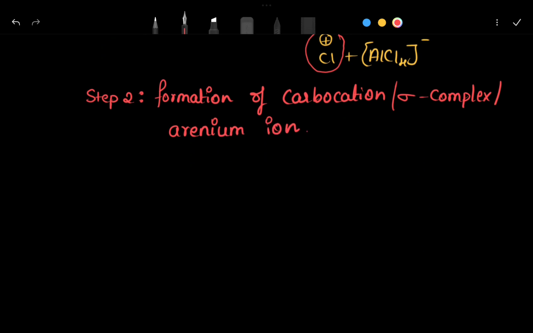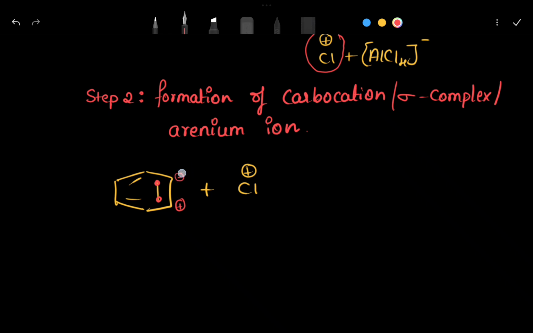Alright, so here what will happen? Benzene we have, which is nucleophilic in nature, and this will donate its electron to chlorine. So here these two electrons, they can either shift on this carbon. If it shifts on this carbon, we get negative charge here and positive charge here. This is one possibility. Another possibility is I can get negative here, positive here. But in this case, since it does not matter, we'll take it as it is.